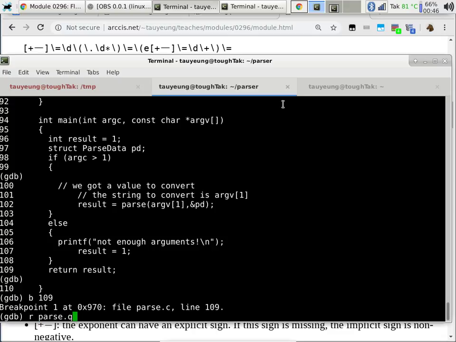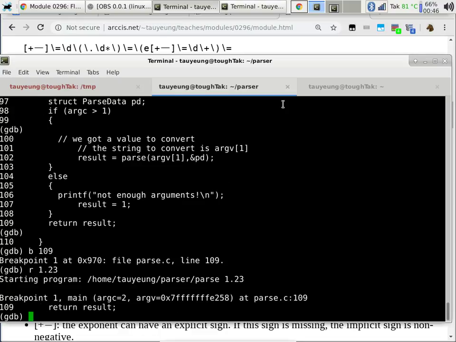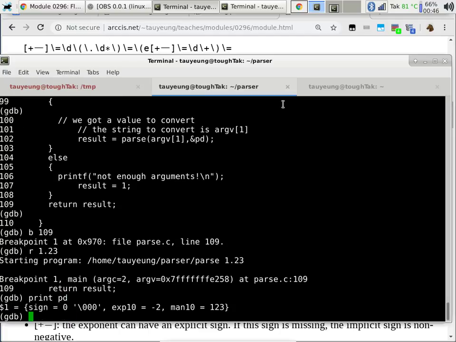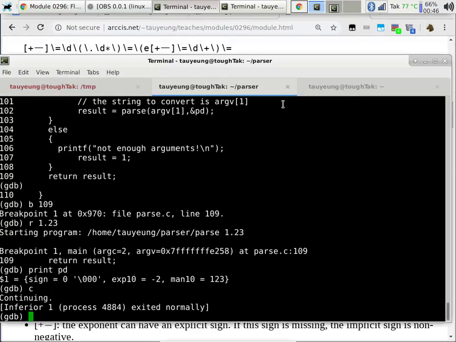So I give it 1.23, press the enter key, it gets to result, and now I can print the local variable PD, which is a structure. It tells me the sign is 0, which means the number itself is non-negative. The exponent in base 10 is -2, and the mantissa in base 10 is 123. That's what we talked about, okay? So let's go ahead and continue. And you can see when I continue, GDB says the process exited normally. That's because it returned a value of 0, okay?